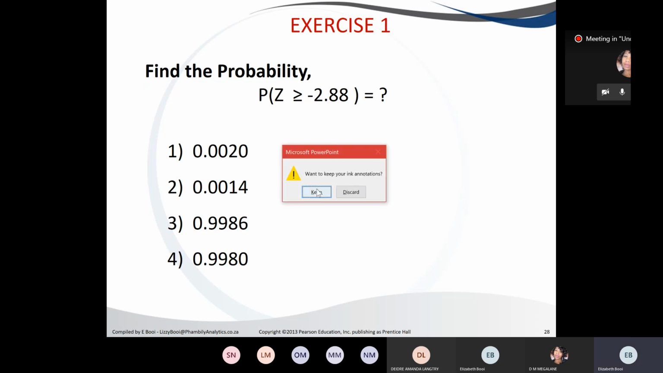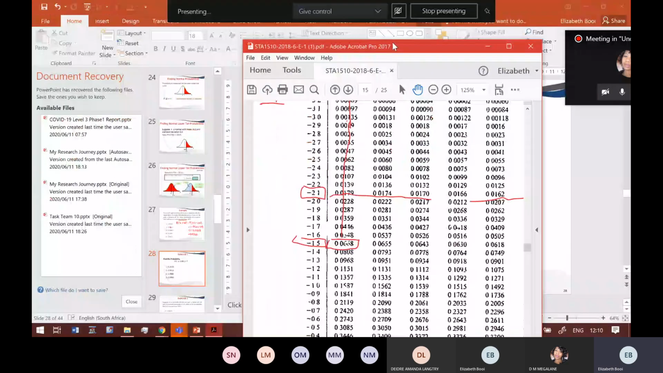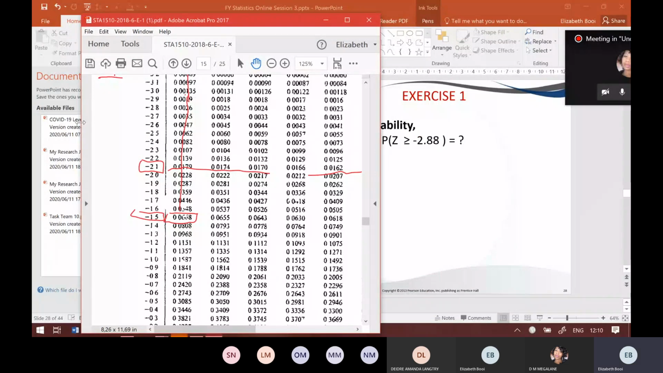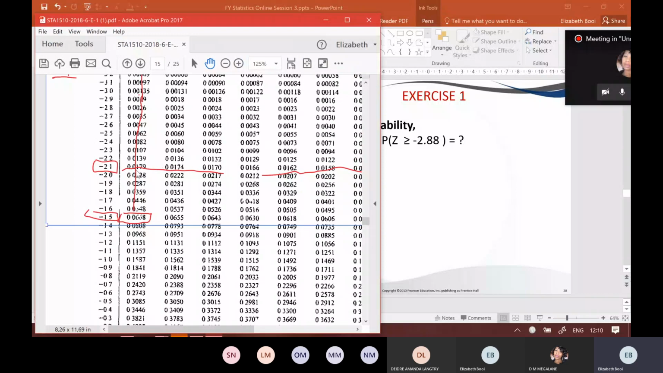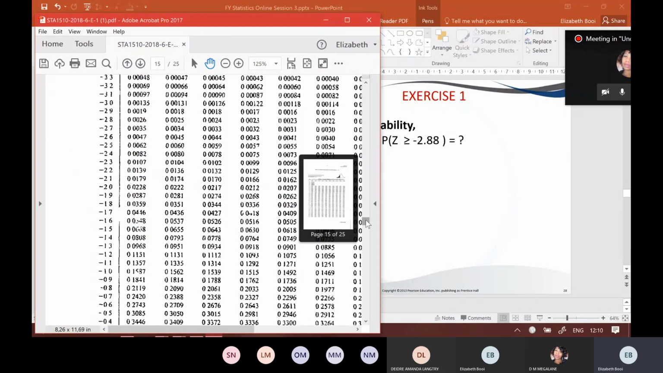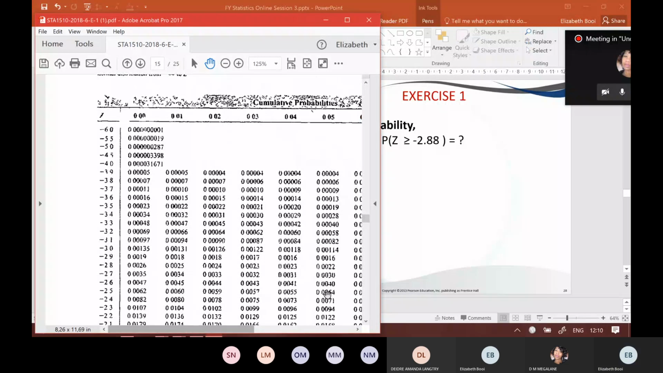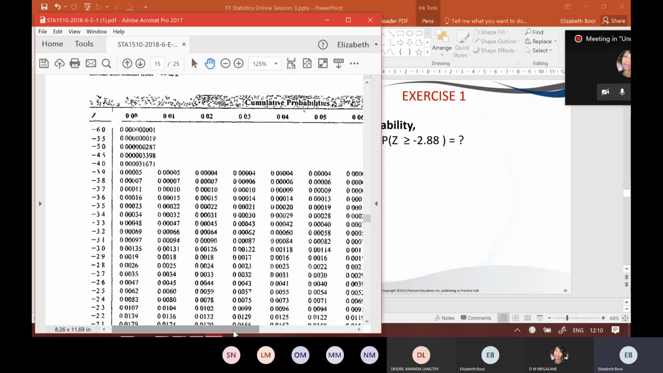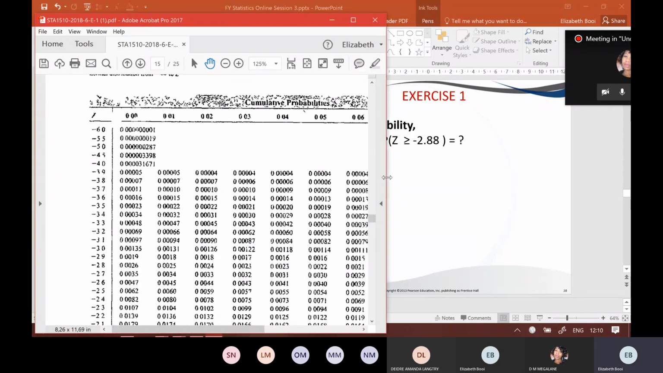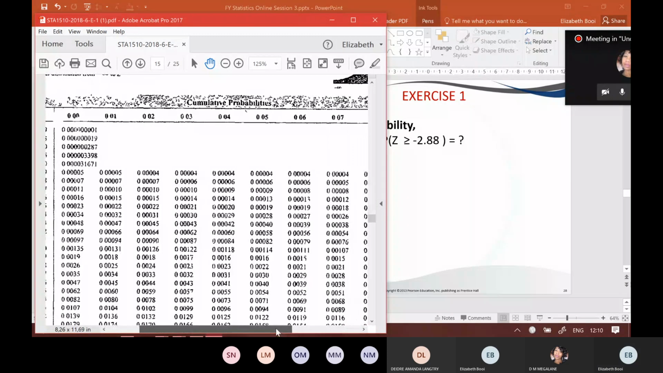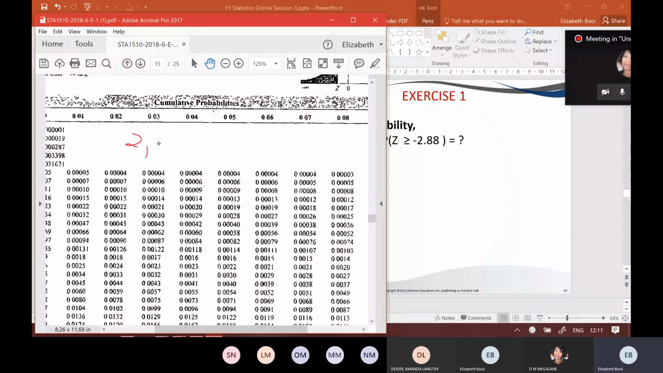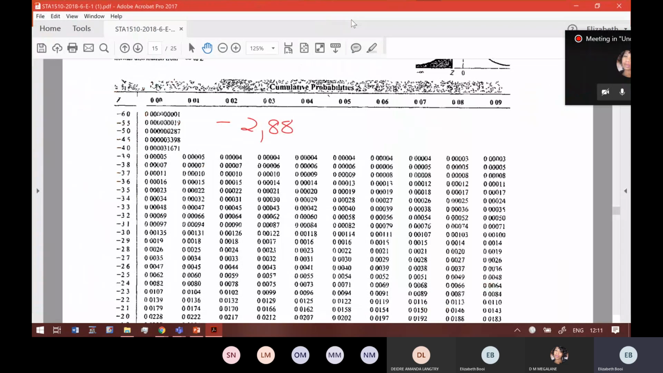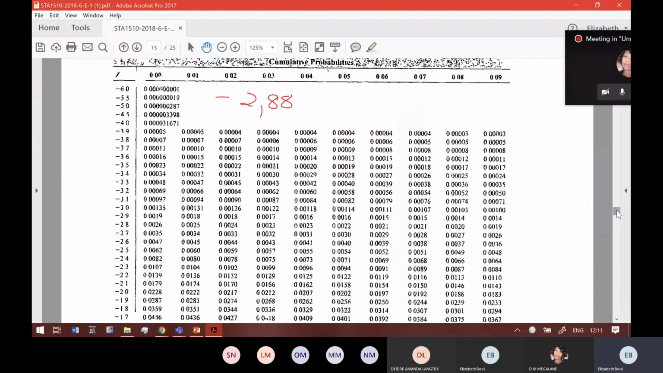And to find that probability, you go to the Z table. So we're looking for the probability. Let me clear all this. We're looking for minus 2.88. That's the probability we are looking for. So if I expand this, okay, it doesn't fit. But we are looking for minus 2.88. So we go to the Z distribution on the negative side of the table.